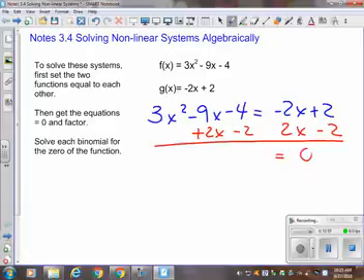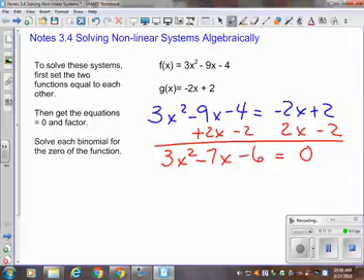So everything over here is now dropped out. This side over here is going to be what I'm working with. So I've got 3x squared minus 7x, because negative 9 and 2 make negative 7, and negative 4 and negative 2 make negative 6. So I have put them equal, and I've got it equal to 0, so now it's time to factor.